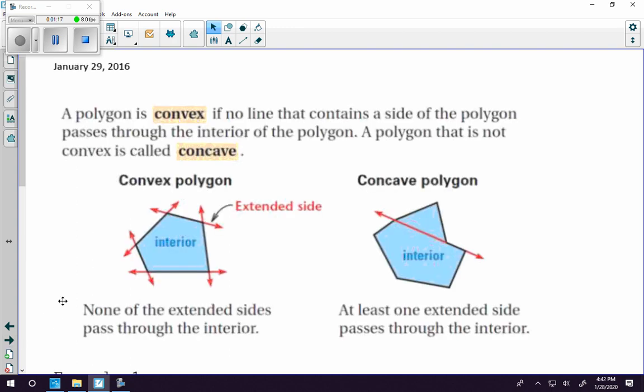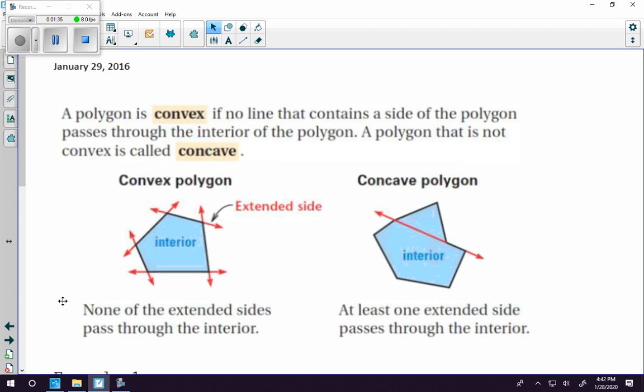Okay, if we flip over and take a look, you got the definition. A polygon is convex if no line that contains the side of the polygon passes through the interior of the polygon. A polygon that is not convex is called concave. That's a very professional definition, if you will. The bottom line is this.